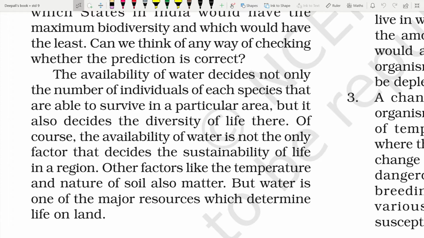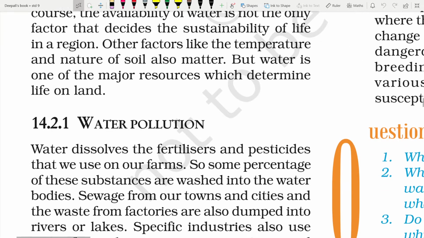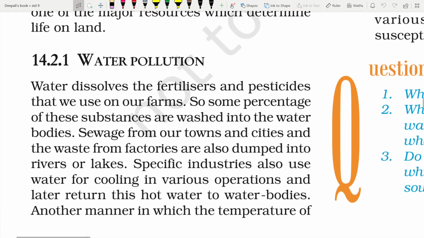Of course, the availability of water is not the only factor that decides the sustainability of life in a region. Other factors like temperature and nature of soil also matter, but water is one major resource which determines life on land. Now let us check what is water pollution.